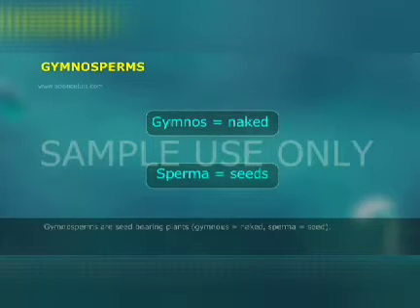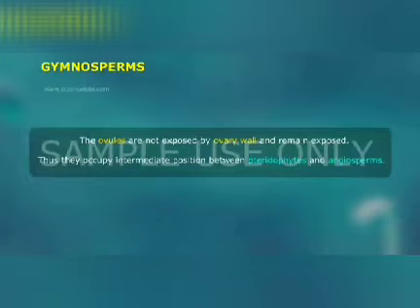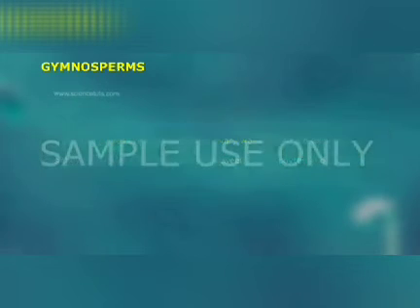Gymnosperms are seed-bearing plants. Gymnos means naked. Sperma means seed. The ovules are not enclosed by an ovary wall and remain exposed. Thus, they occupy an intermediate position between pteridophytes and angiosperms. Gymnosperms are the primitive seed plants.